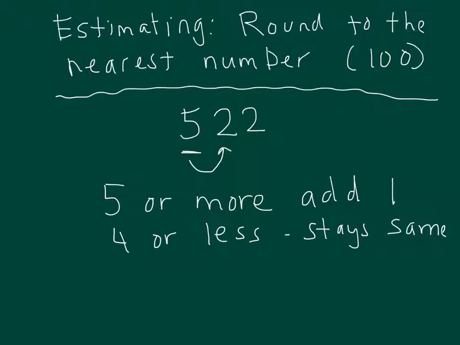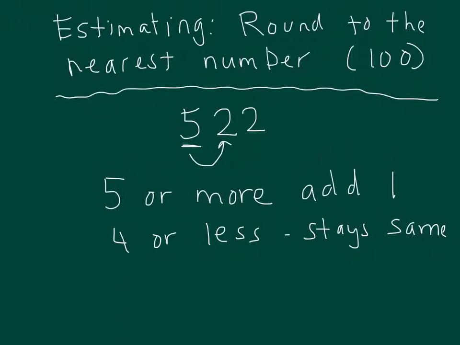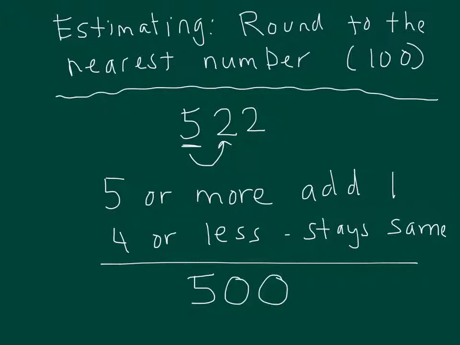Alright, so we take a look. 2 is definitely 4 or less. So this first digit is going to stay the same. So we rewrite this as 5. Then we look at the other two digits, and those are going to turn into zeros. Because we just want an estimate, and 500 is a number that we can work with quite easily.